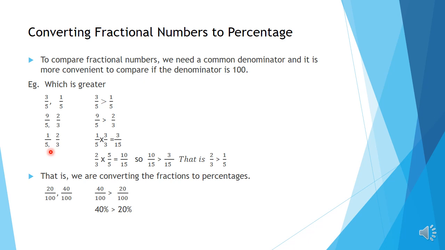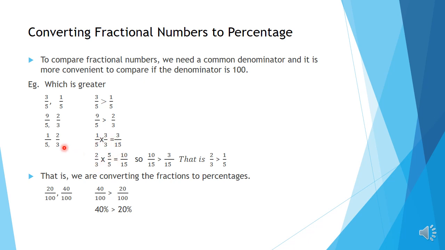LCM is 15. 5 and 3 are prime numbers, and their LCM is the product, or when we multiply 5 and 3 we get the LCM. 5 3s are 15, and 1 by 5 we have to make 15 denominator. So here 5, when we multiply 5 by 3 we get 15. So we have to multiply the fraction by 3 by 3. 1 3s are 3, 5 3s are 15.